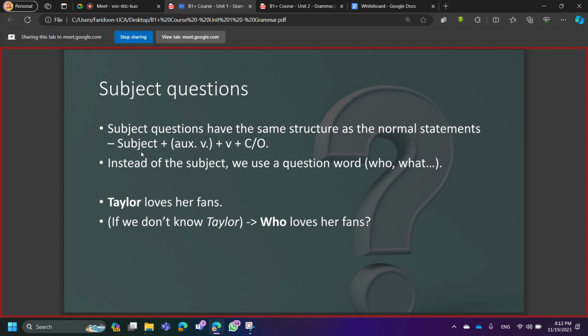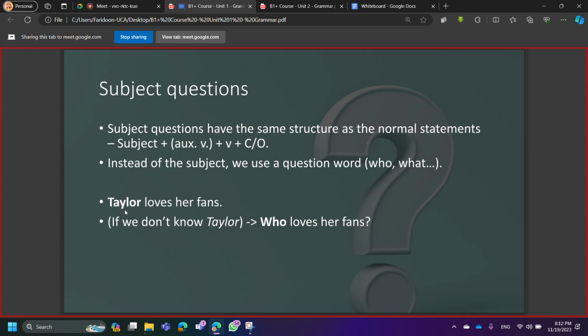The only difference is that because you don't know the subject, instead of the subject we're using a question word like who, what, which, or something else. And that who, what, or whatever question word becomes the acting subject. Okay, they become the temporary subject.